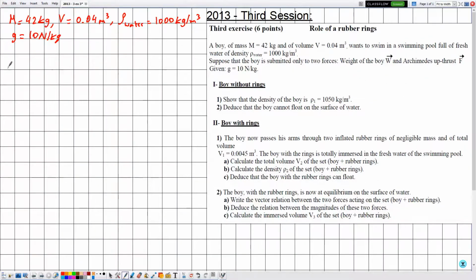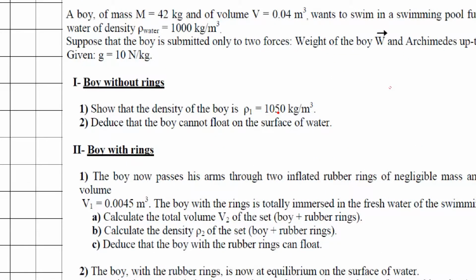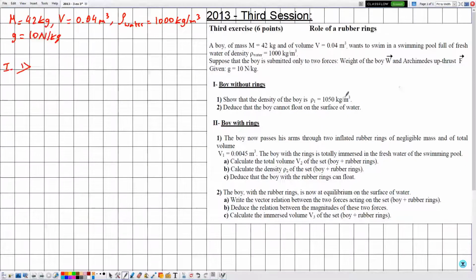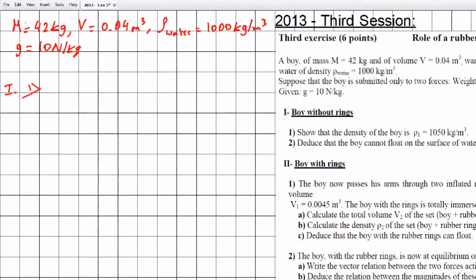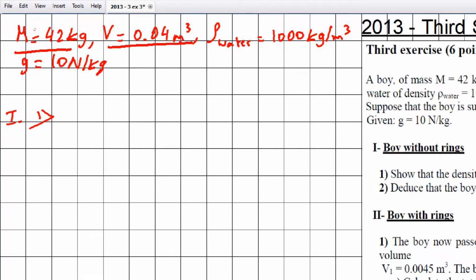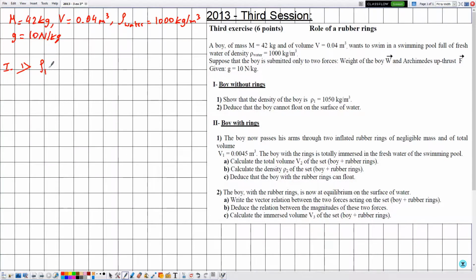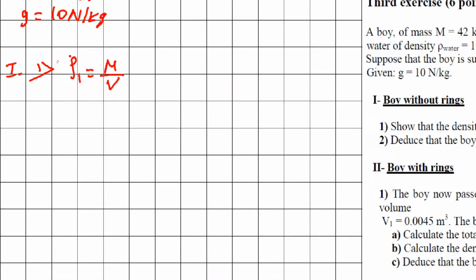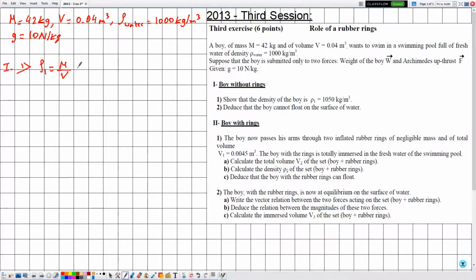Now number 1, buoy without rings, part 1. Show that the density of the buoy is ρ1 is equal to 1050 kilogram per meter cube. In order to calculate the density of the buoy knowing his mass and the volume, the density, which is denoted by ρ1, is given by mass divided by volume. No need to construct a triangle for this formula because this is the quantity that we want. Now the mass is given by 42 and the volume is given by 0.04. Plugging this fraction on the calculator, the density is given by 1050.